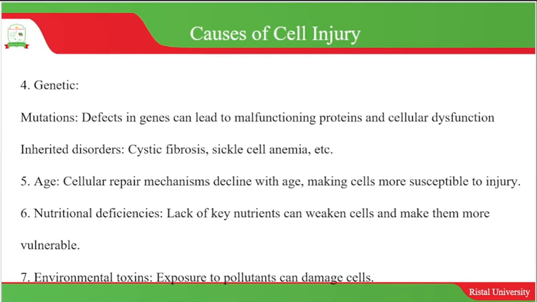Then we have also environmental toxins. Exposure to pollutants can also damage cells, especially in an environment where we have toxic chemicals such as carbon dioxide. These chemicals are very toxic to our cells, and therefore they also damage the cells, and they may make our cells compromised, and they function in an abnormal way.